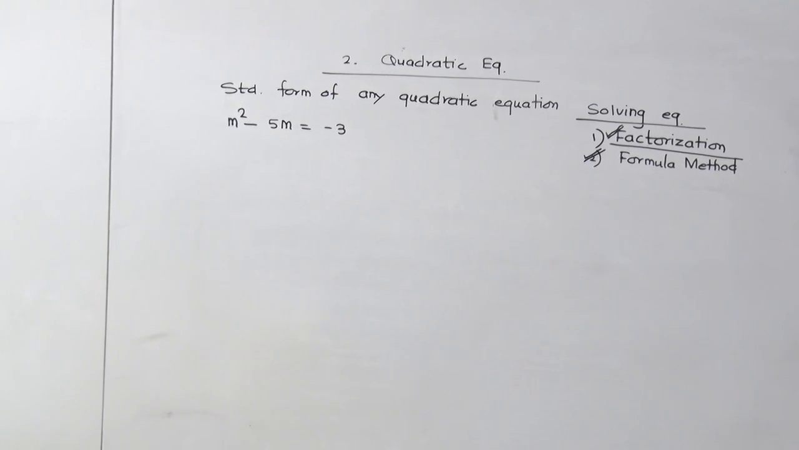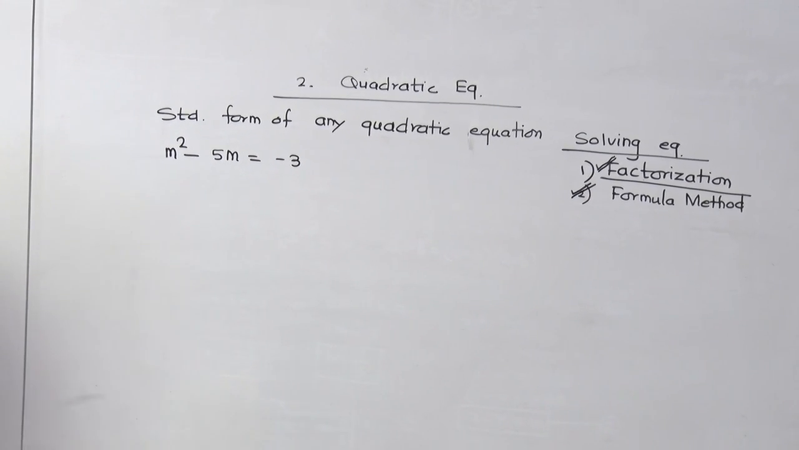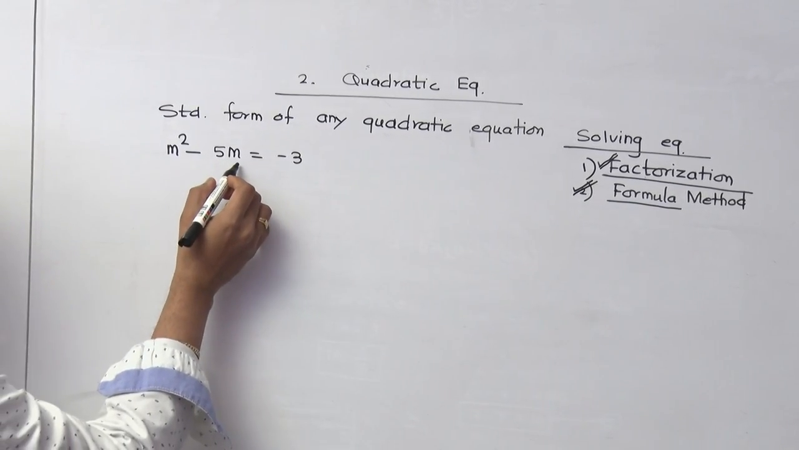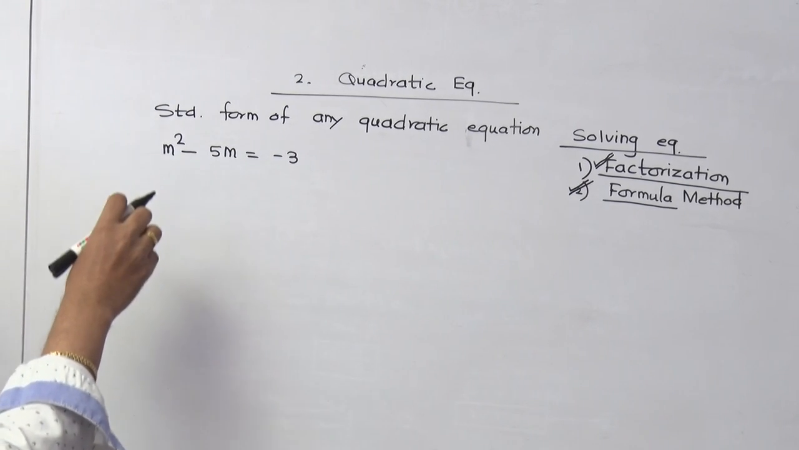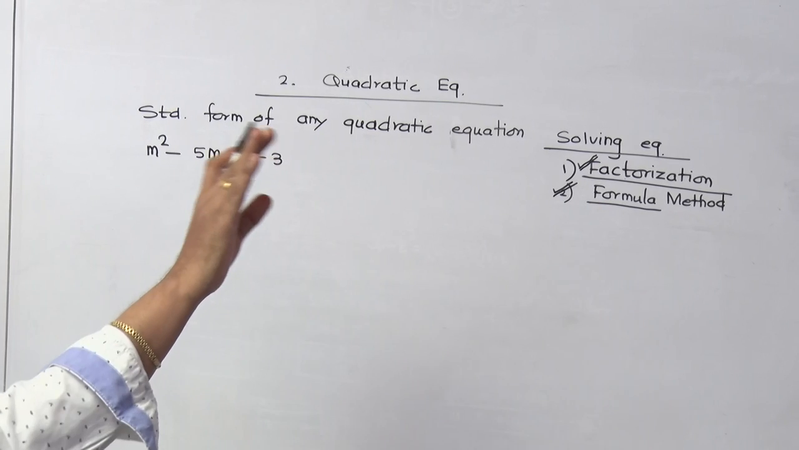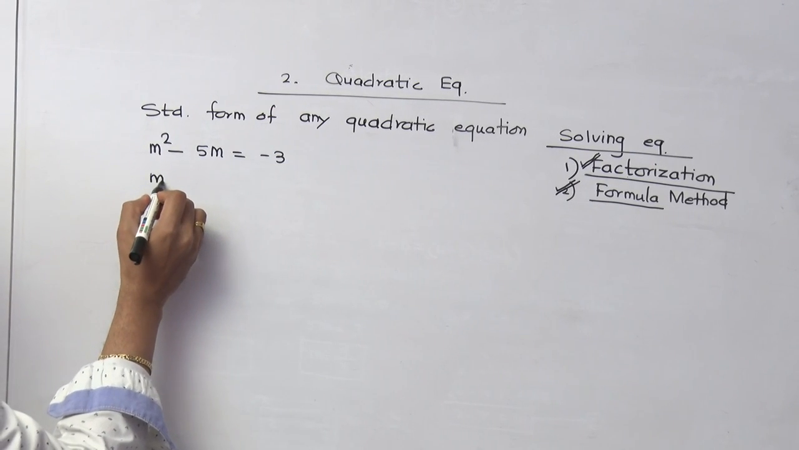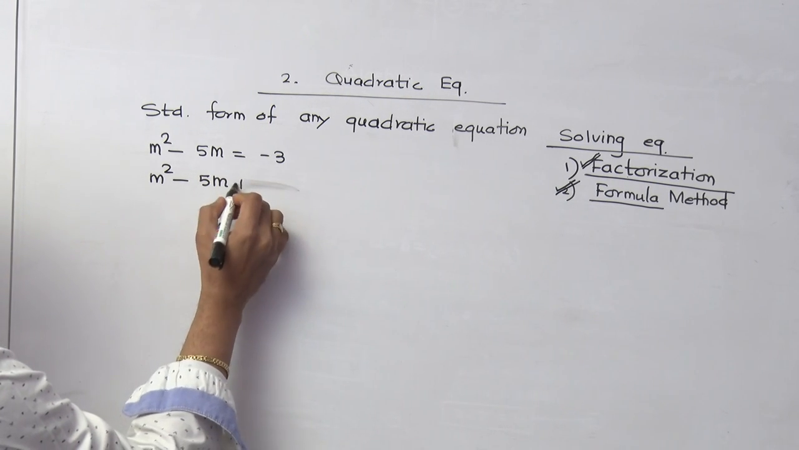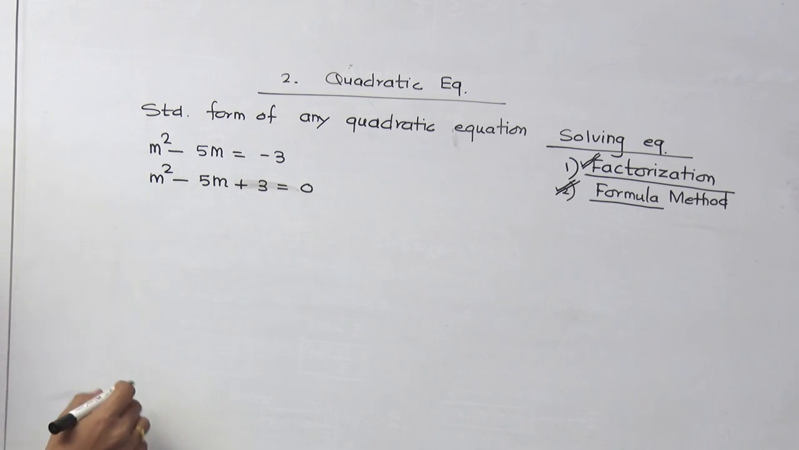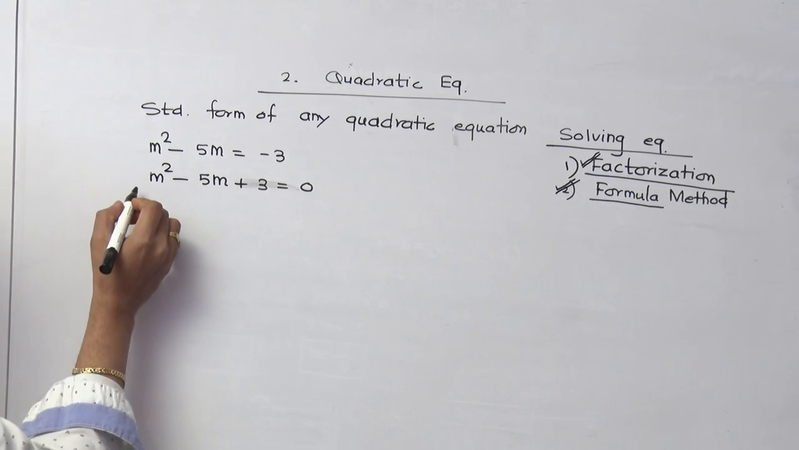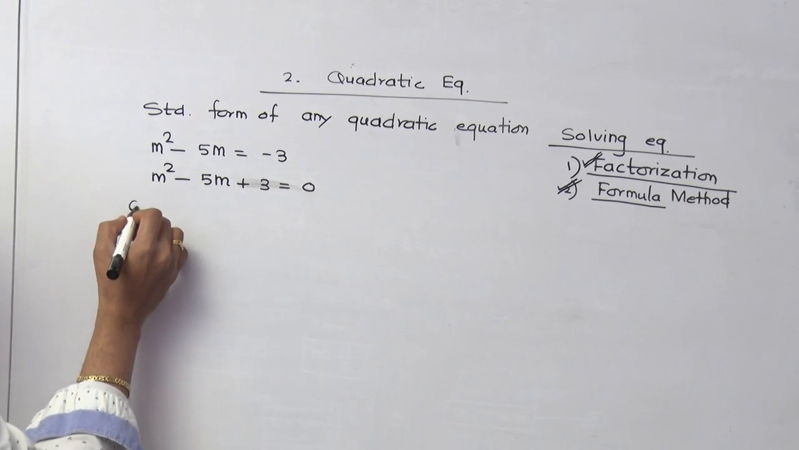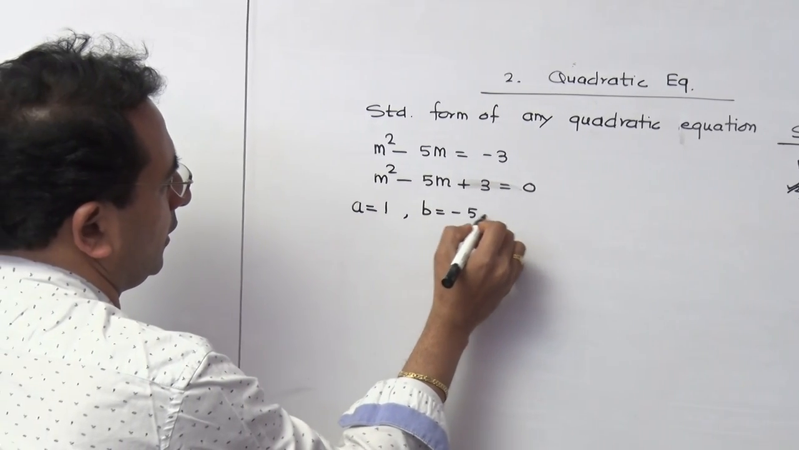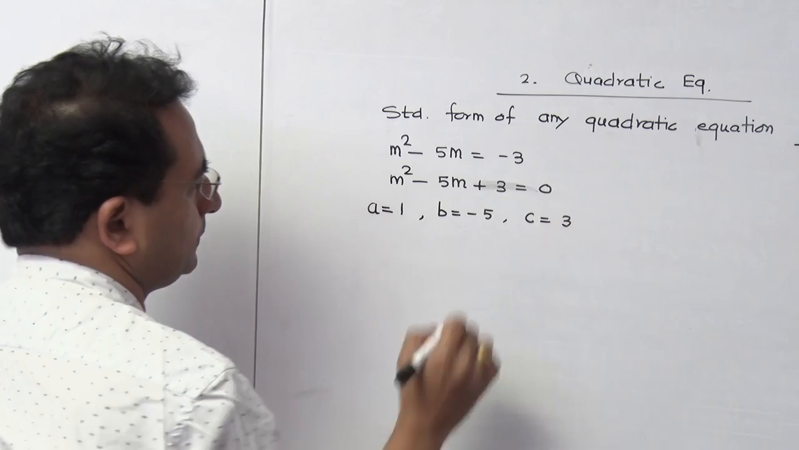m square minus 5m is equal to minus 3. Now for solving this by using the formula method, first of all, the equation is supposed to be in the standard form. That is m square minus 5m plus 3 is equal to 0. Then we will solve this. Equating this with the standard form, we get the value of a as 1. The value of b is going to be minus 5 and the value of c is going to be 3.